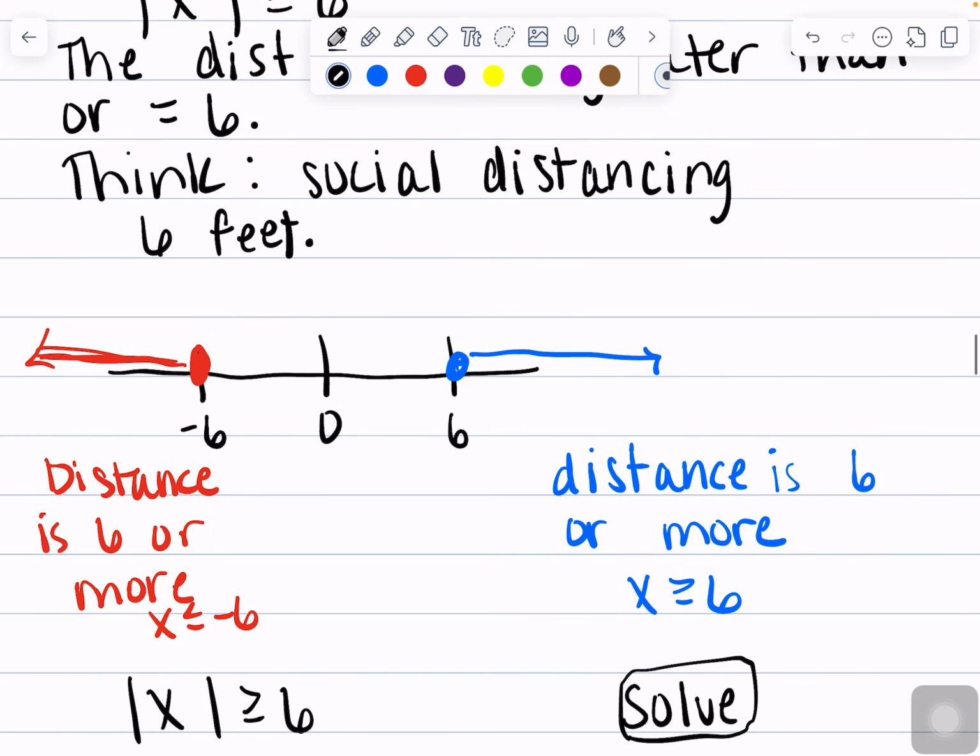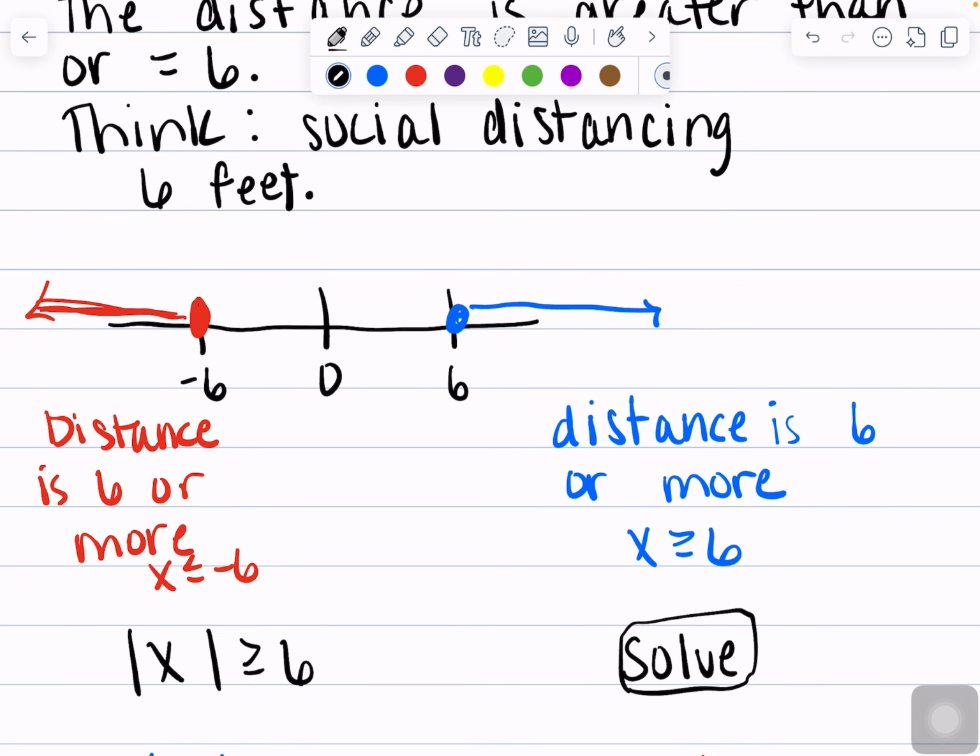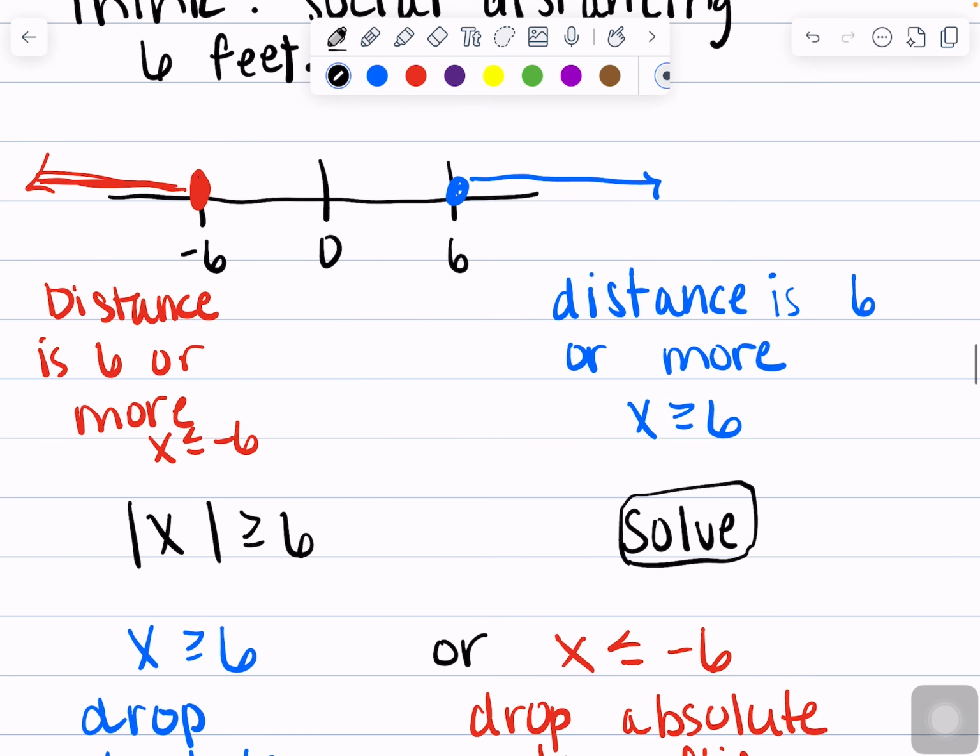And think about social distancing. In the United States, we used 6 feet. So social distancing would be like our analogy here. The distance is more than 6. So we're talking about the distance from 0.